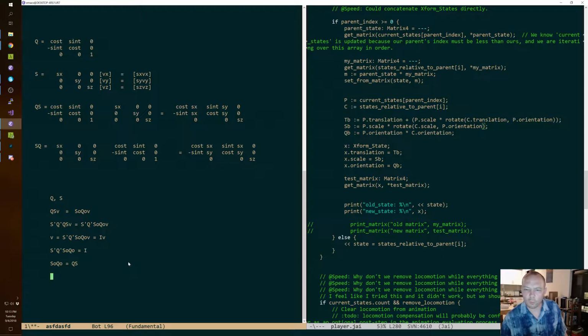Oh, right. So Maginor says diagonal matrices commute with each other, but not with non-diagonals. Yes, that is, yeah, I remember that now. I didn't remember it very clearly at the time.